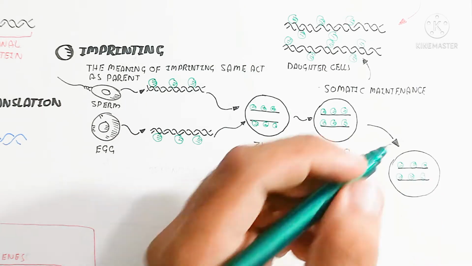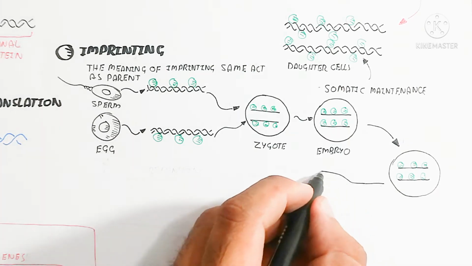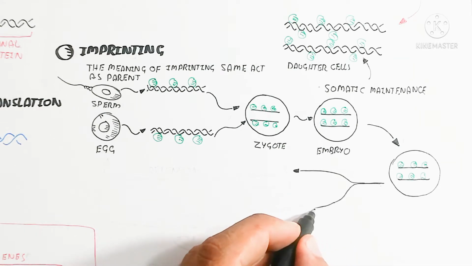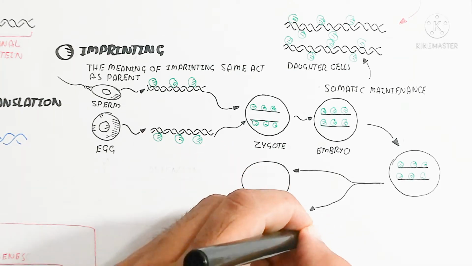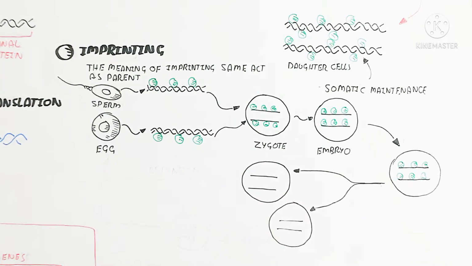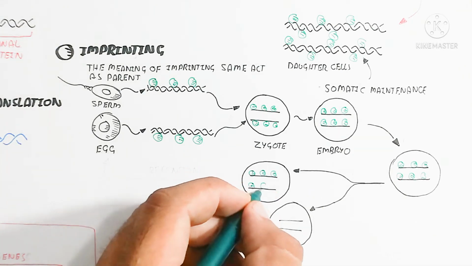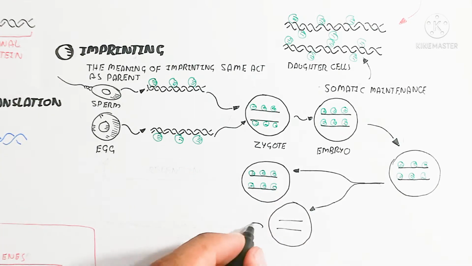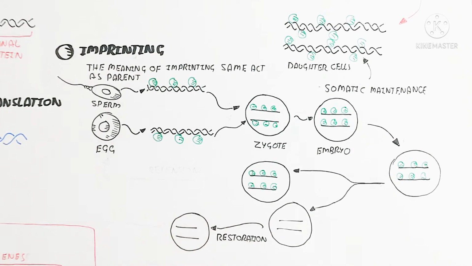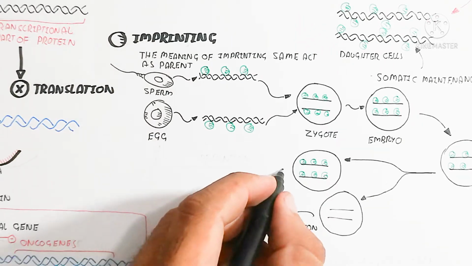While if the retention of the methylation is decreased or lost, the next cell division will lead to methylation again. That is known as restoration, while the constant number of methyl groups remaining constant is known as retention. So remember that.